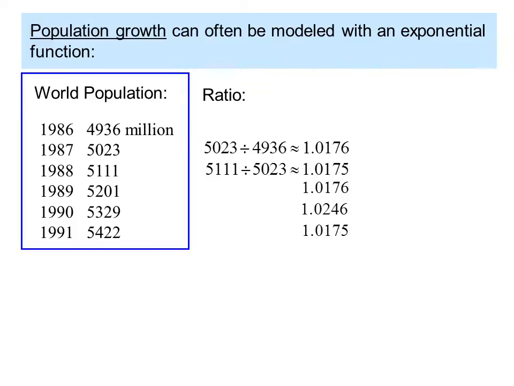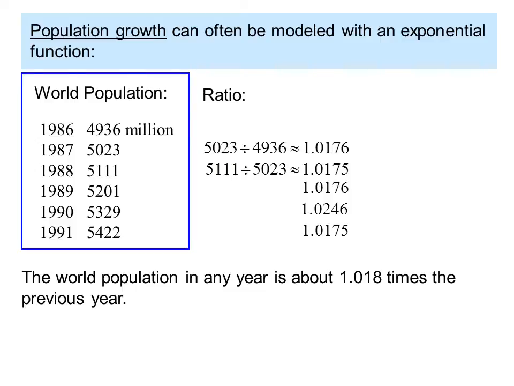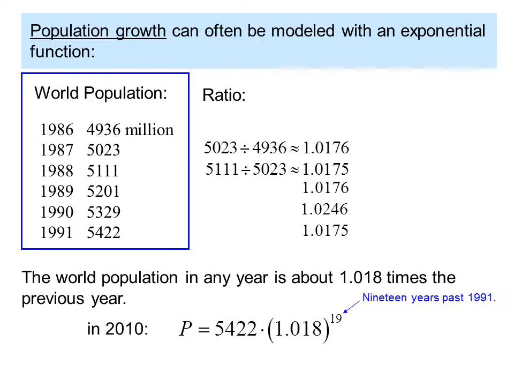We have one outlier, but the world population in any year is about 1.018 times the previous year. So in 2010, the population should have been, according to this model, 5,422 times 1.018 to the 19th, because it's 19 years past 1991.